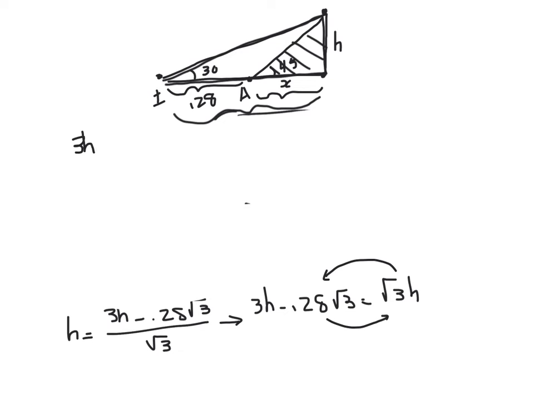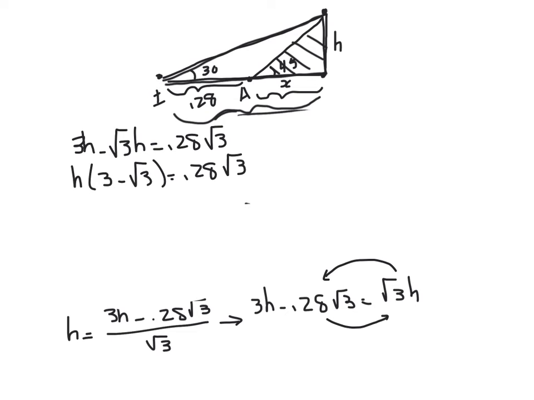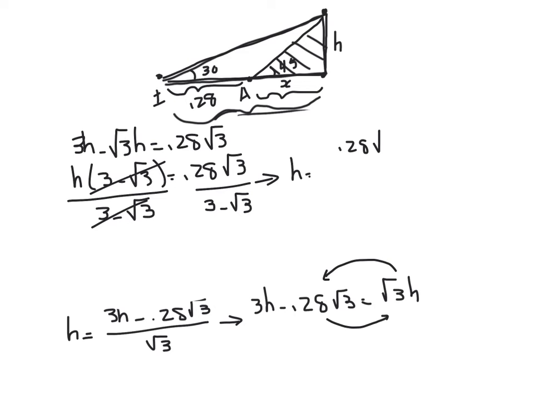3h minus square root of 3h is equal to 0.28 square root of 3. Now factor h out, so 3 minus square root of 3 is 0.28 square root of 3. Divide both sides by 3 minus square root of 3. This cancels with this one, so from here I get h is 0.28 square root of 3 divided by 3 minus square root of 3.